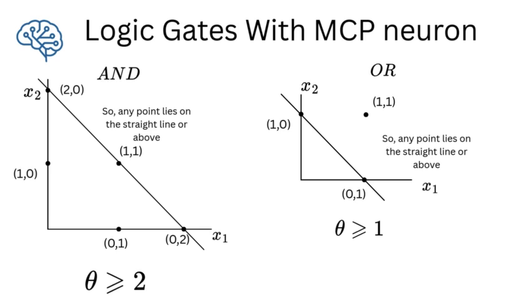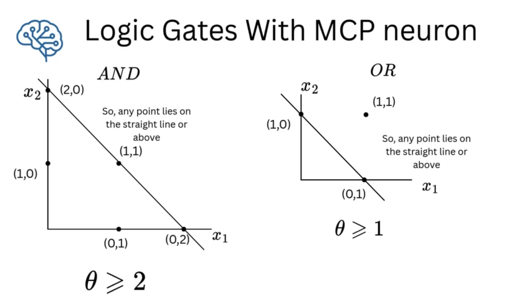So all the points below this line, (0, 0), (0, 1), and (1, 0), are classified as output 0. The only point above or on that boundary, which is (1, 1), gives an output of 1. In simple terms, the AND decision boundary is a line that includes only the top right corner point of the input plane.